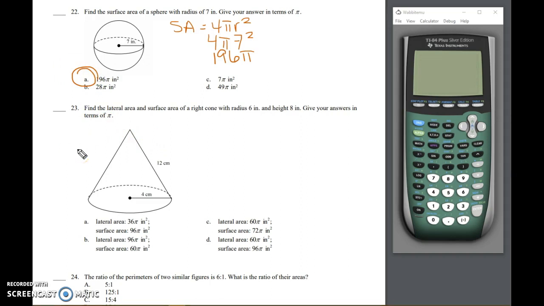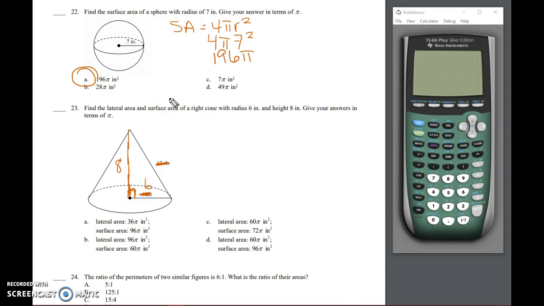23, find the lateral area and surface area of a right cone with a radius of 6 and a height of 8. And again, our picture doesn't match our words, so I'm going to cross those out, and it says I have a radius of 6 and a height of 8. That means that comes from the top of the cone down. That piece is 8. That does make a right triangle.